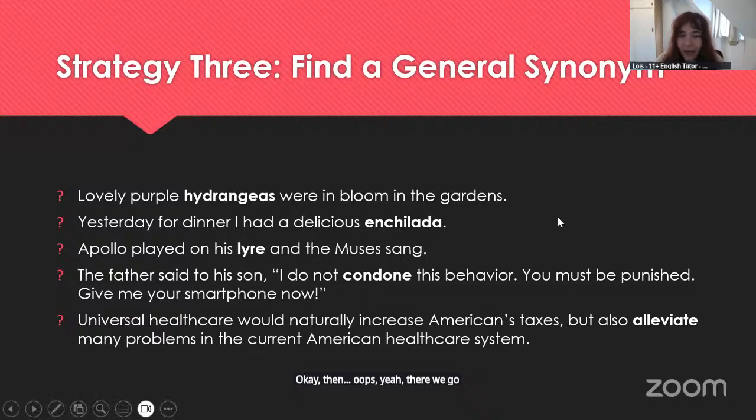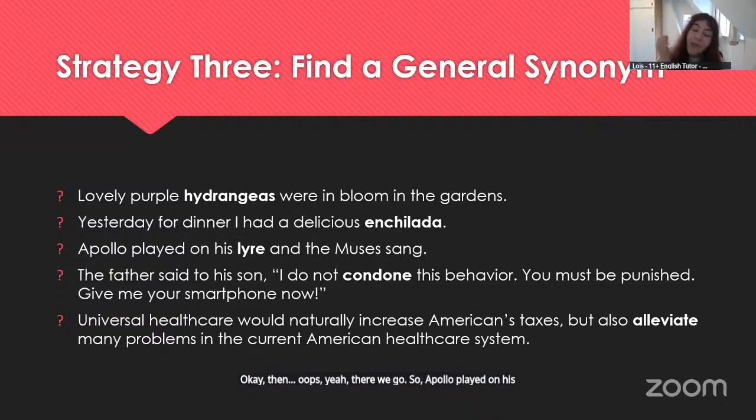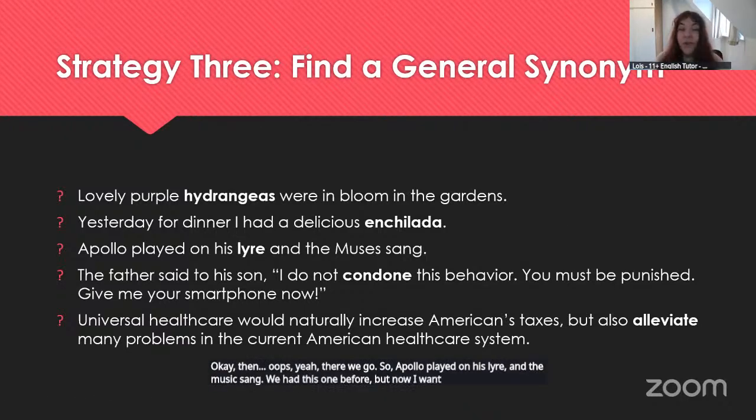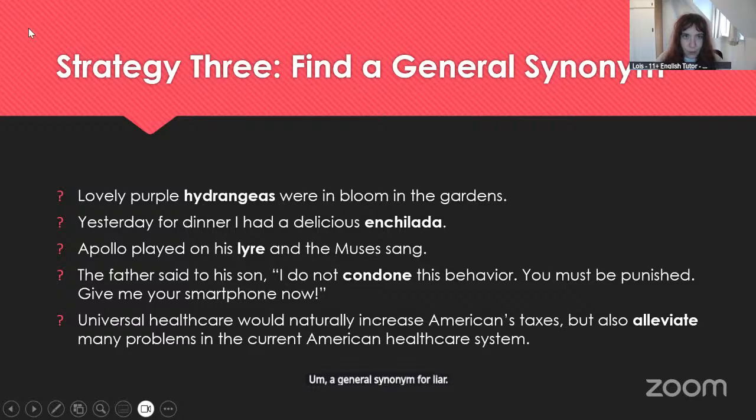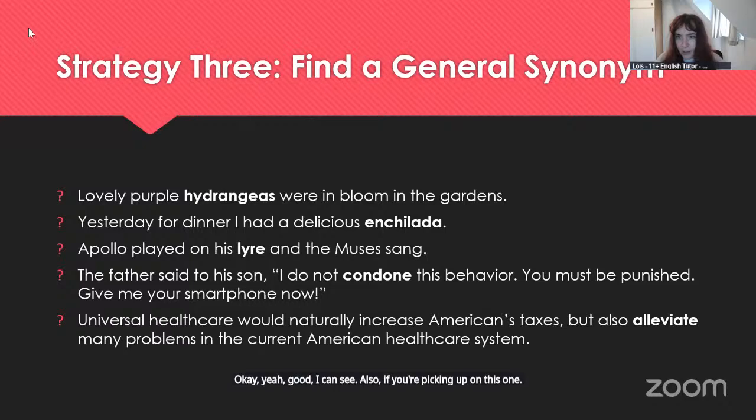Okay, then. So Apollo played on his lyre and the music sang. We had this one before, but now I want you to see if you can give me a general synonym for lyre. Okay, yeah, good. I can see lots of you picking up on this one. Excellent. Yes, an instrument. Exactly. We know because it says played. So yeah, you could say instrument. You could also say musical instrument.